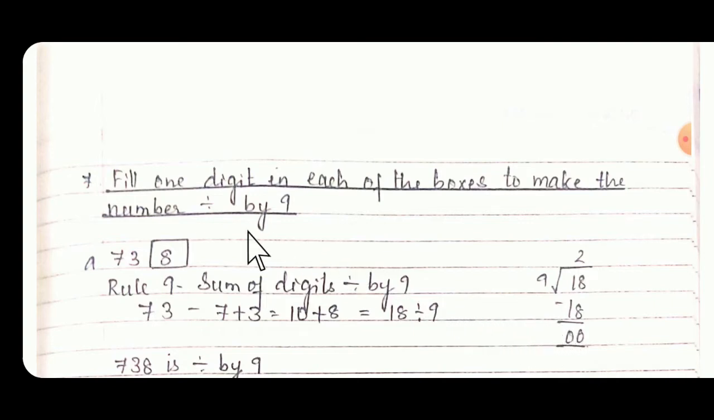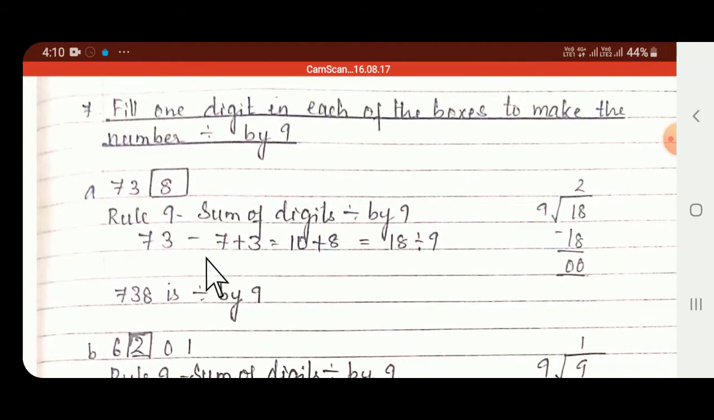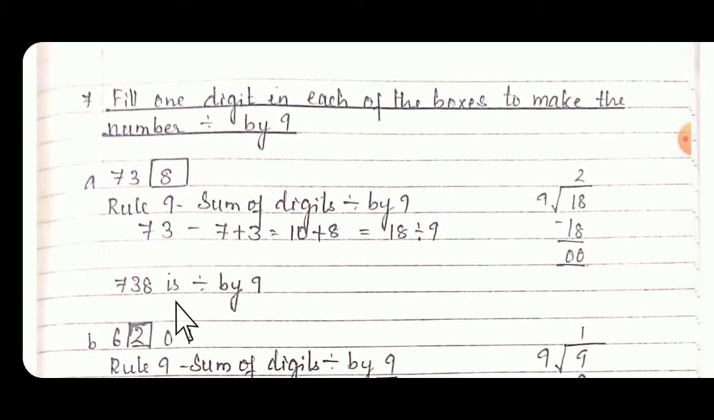That means 8 fits in that box. So if 738 is done, that number is divisible by 9.